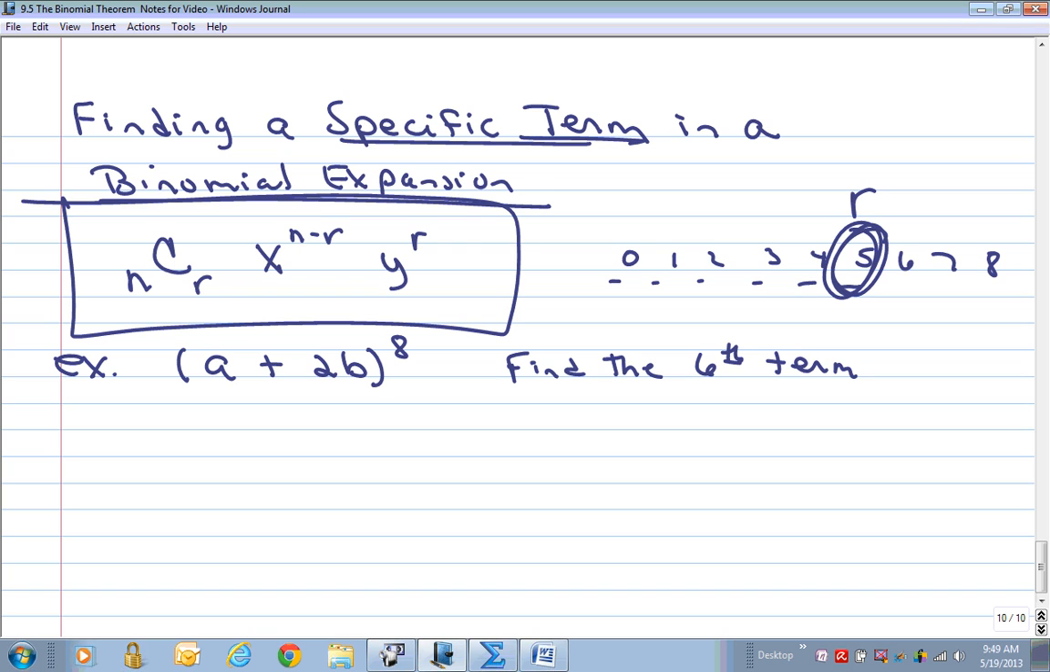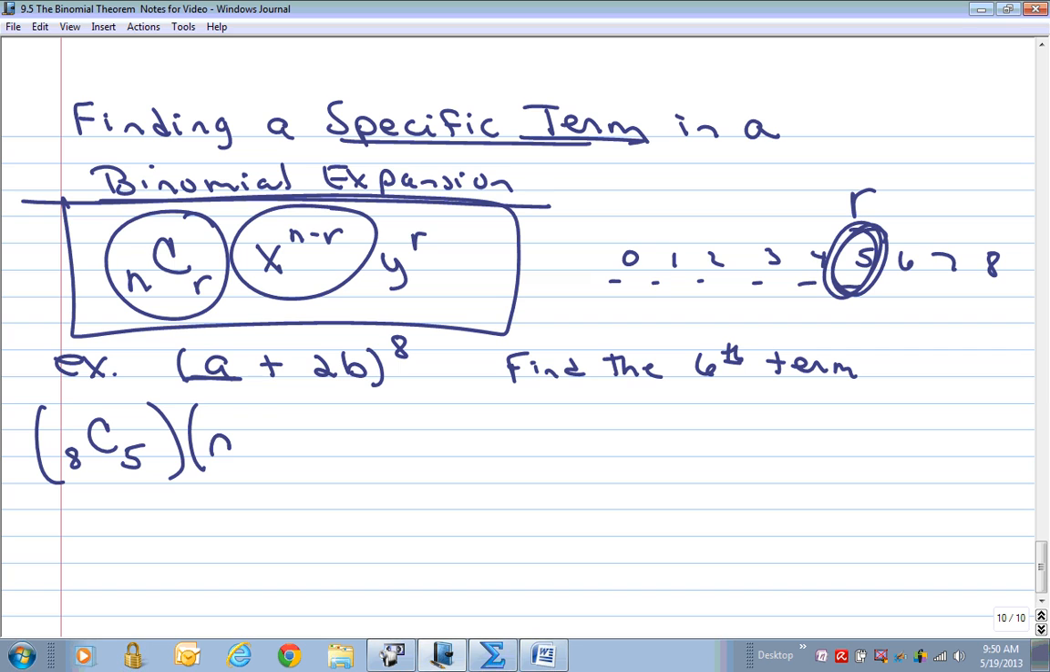So here's what we would do. We would find our coefficient by C(8, 5). Then we would take our first term, using this information right here, which happens to be a, and raise it to the n minus r power. And we would take our second term, which happens to be 2b. That's our y term. Remember, this is our x and this is our y value now. We'd raise 2b to the r power, and that would give us our term value.